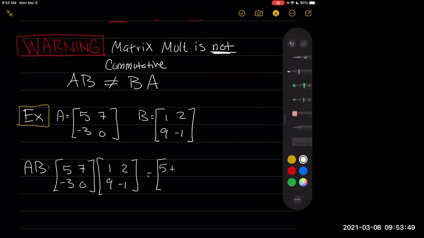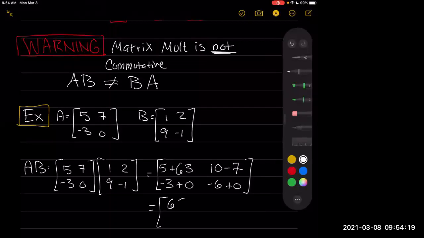times 9 is 63. Row 1 column 2 is 10 plus negative 7. Okay, and then row 2 column 1 is negative 3 plus 0. And then row 2 column 2 is negative 6 plus 0, which simplifies to [68, 3; -3, -6].